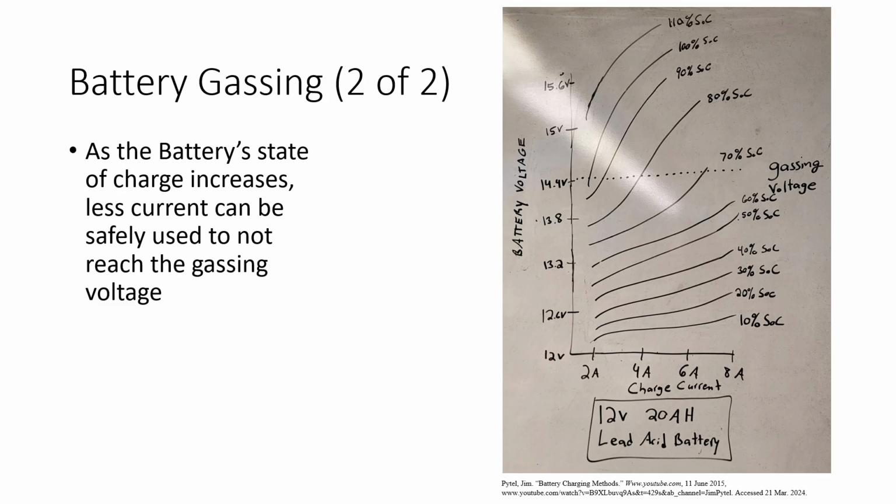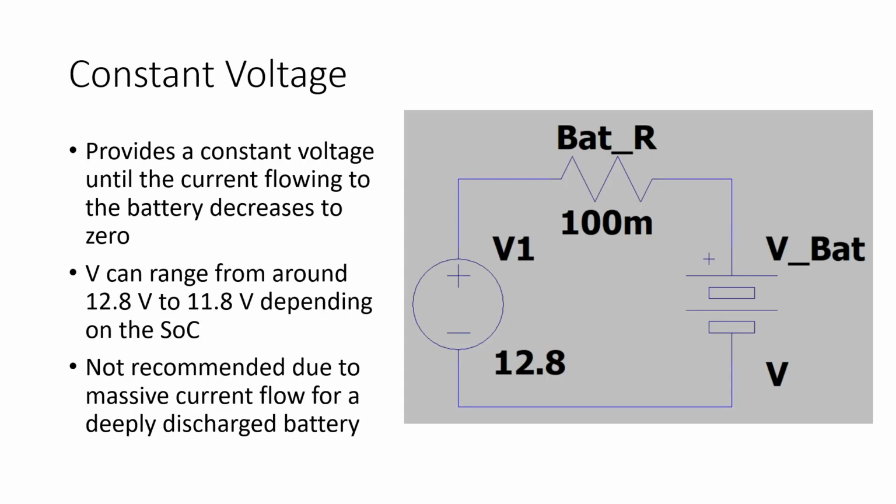So, as the battery state of charge increases, less current can be safely used to reach full state of charge, because of the gassing voltage. So now we're going to use this knowledge from this figure, and we're going to think of some different ways that we can charge some batteries. One simple way is to say, hey, if the gassing voltage is a problem, let's simply have a constant voltage underneath that gassing voltage. That way we'll never hit it, right? Well, let's talk about it.